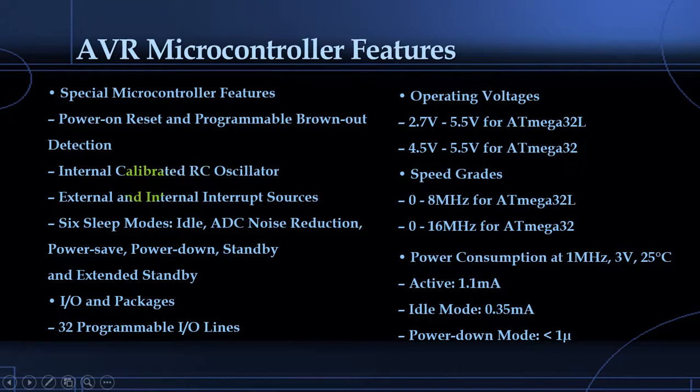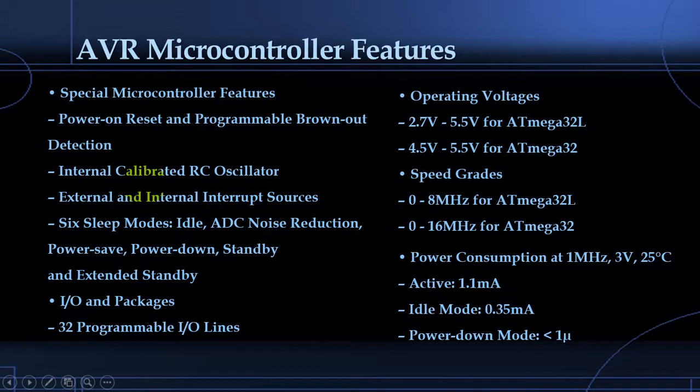The ATmega series also has many oscillator options, such as internal or external oscillators. With the internal oscillator we can use a maximum of 8 megahertz. With an external crystal oscillator we can use up to 16 megahertz, if we are talking about the ATmega32. But the ATmega32L only supports a maximum speed of 8 megahertz.